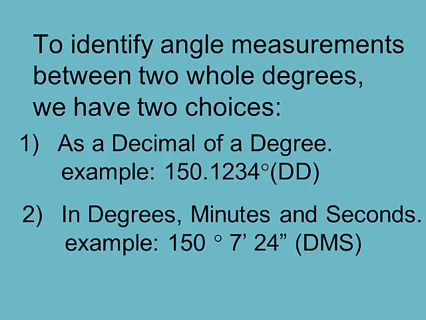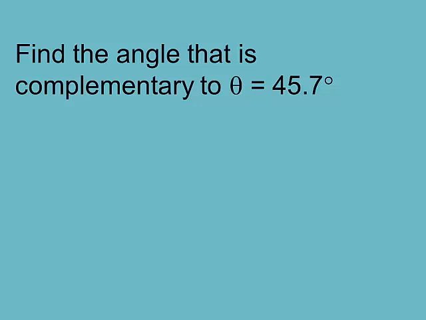And the other way we do it is degrees, minutes, and seconds. What we do here is we divide every degree down into 60 minutes, and every minute is divided down into 60 seconds. And so this is an equivalency here: 150 degrees, 7 minutes, 24 seconds is roughly 150.1234 degrees. And so here's our first problem.